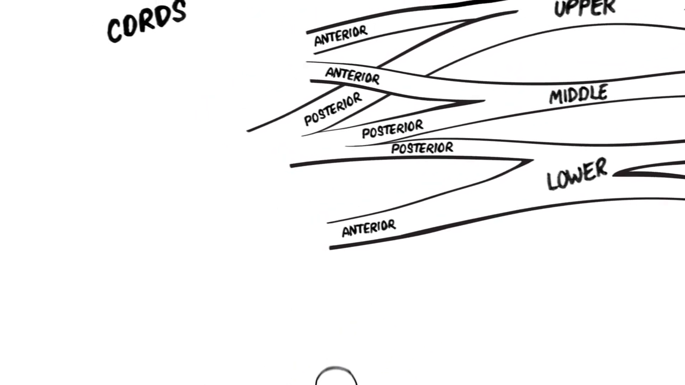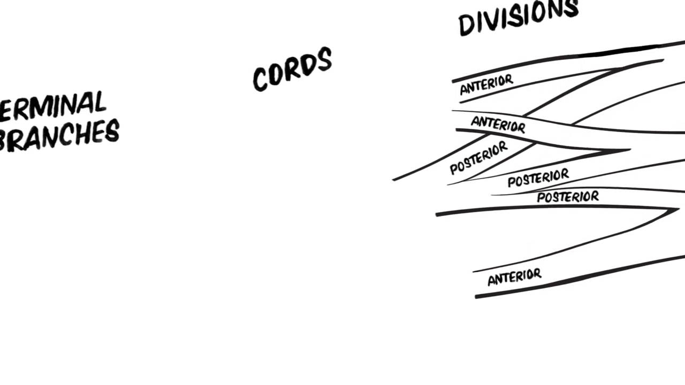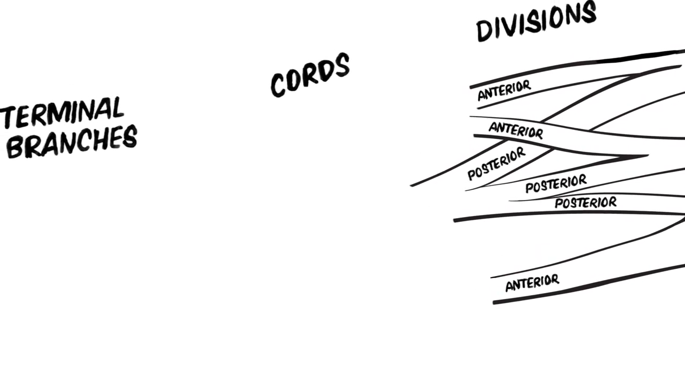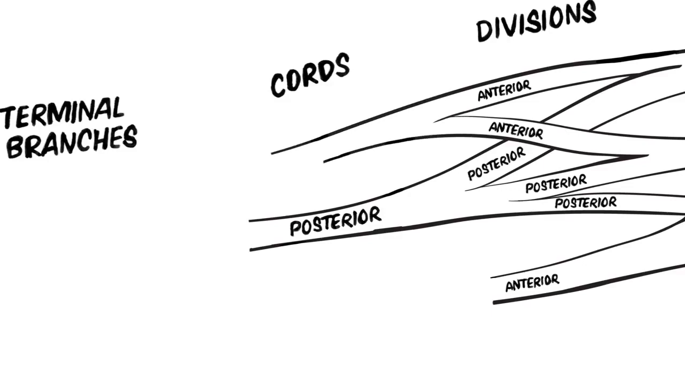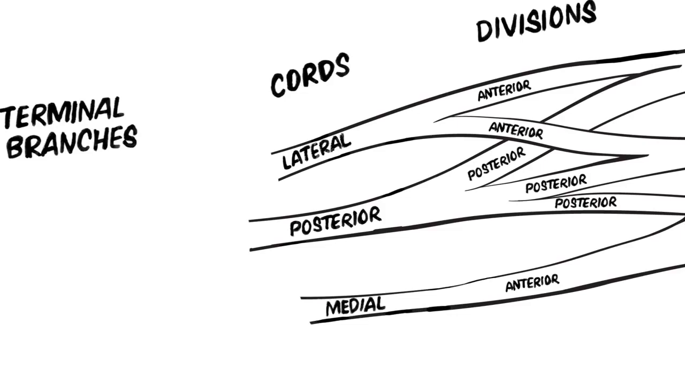Returning to the brachial plexus, we can see that the posterior divisions of each of the 3 trunks join together to form the posterior cord. The anterior division of the upper trunk and the anterior division of the middle trunk join together to form the lateral cord. Finally, the anterior division of the lower trunk continues by itself to form the medial cord.